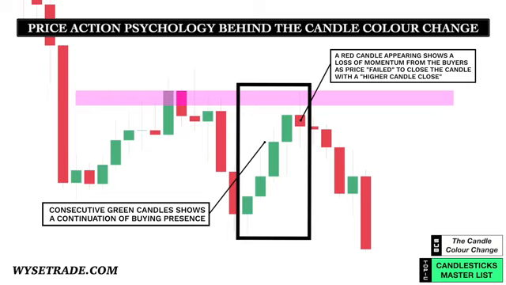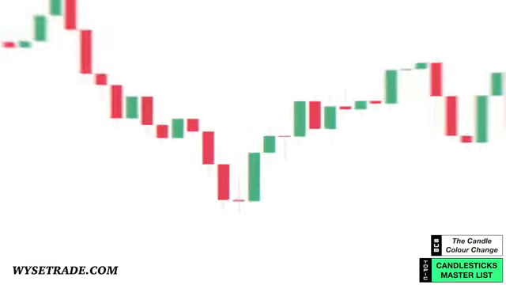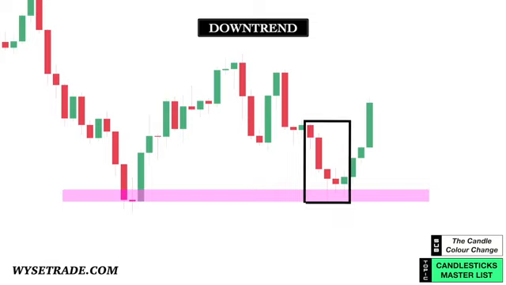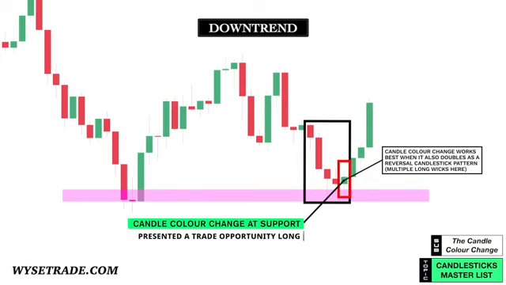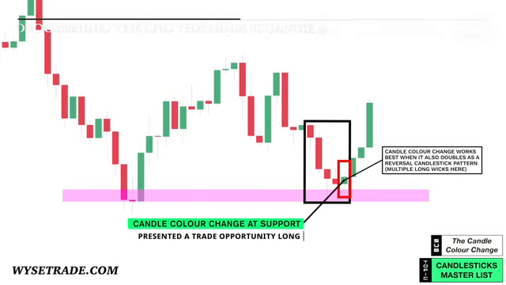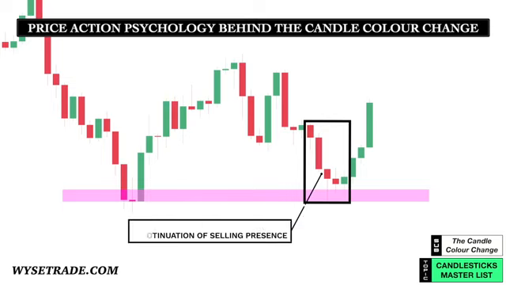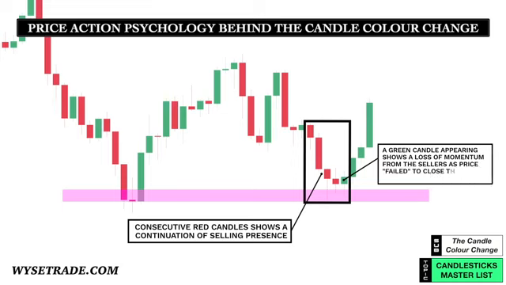Now, going in the opposite direction. Price came down, hit and reversed, giving you a key level of support. As price starts approaching the key level, notice how you have all red candles before a green candle finally appears. So what is the price action psychology behind this? The consecutive red candles show a continuation of selling presence before a green candle appears, which shows a loss of momentum from the sellers as price failed to close the candle with a lower candle close.